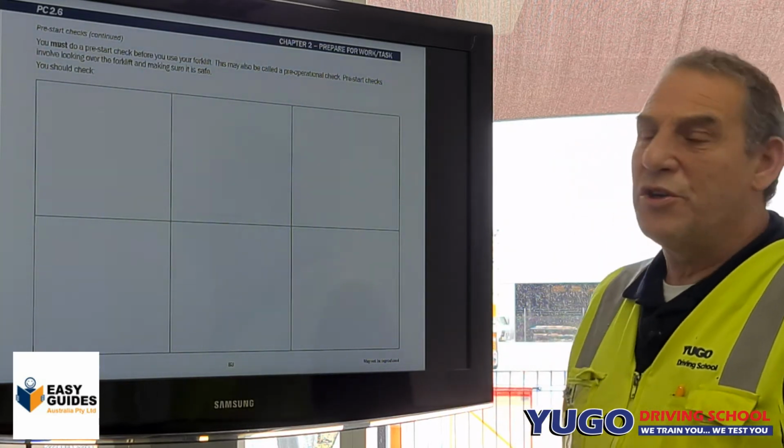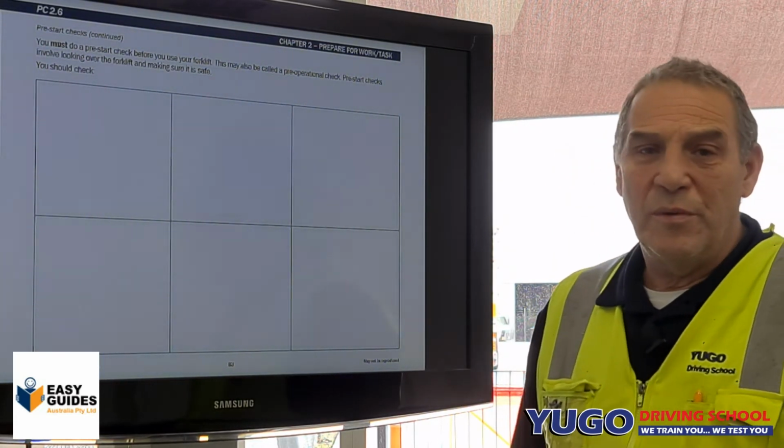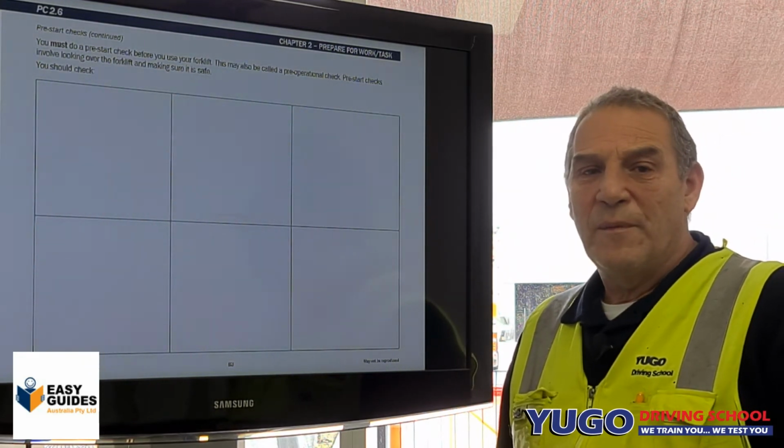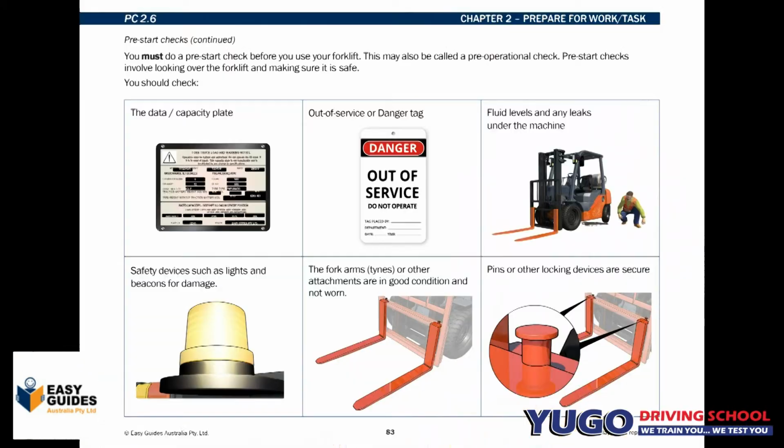Some pre-start checks you should do. I cover your pre-start checks in later videos, but these are some of the things you should check on your forklift. You check your data plate for the capacity of the forklift. Make sure your data plate's legible so you know what you're going to lift up. Out of service tags. Make sure there are no out of service tags on your forklift. Fluid levels or leaks underneath your machine. All the fluid levels are correct. There's no leaks underneath your machine.